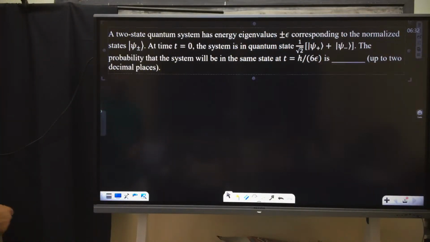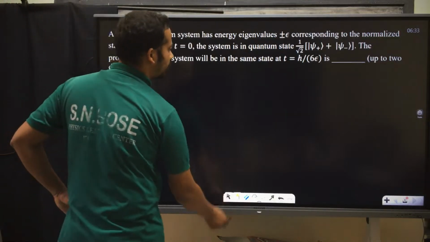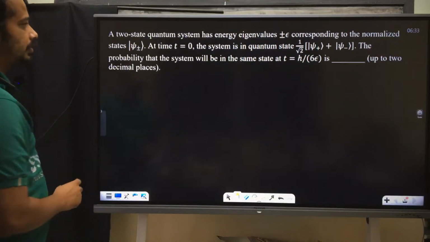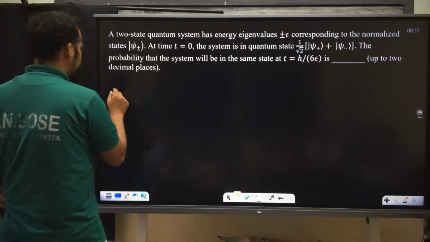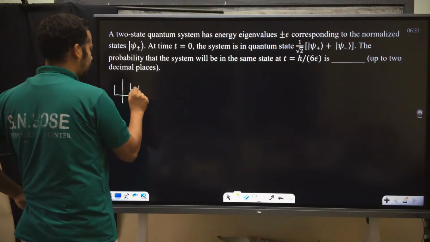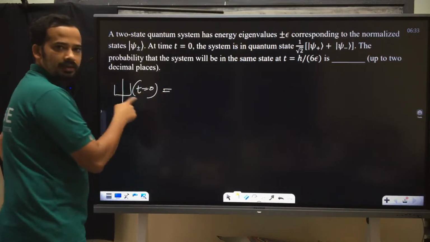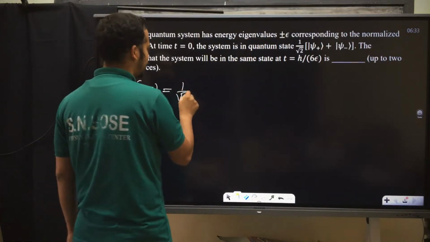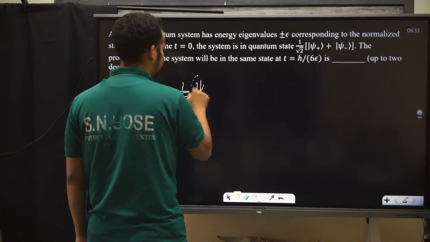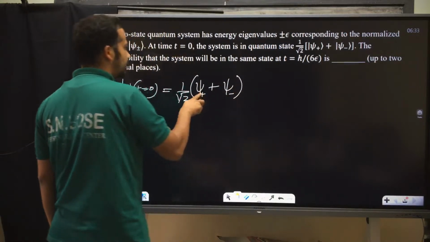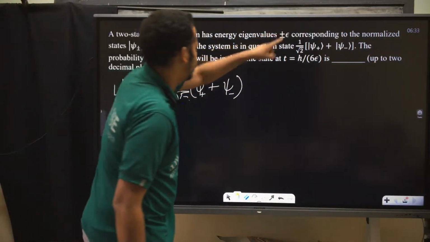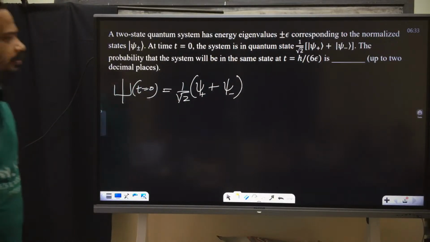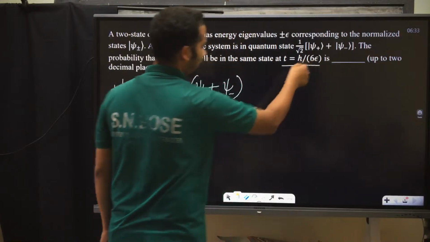Two-state quantum system with energy plus or minus E corresponds to normalized states psi plus or minus. The system at t equal to 0, I'll write capital psi because I don't use ket notation: 1 by root 2, psi plus plus psi minus. This is with energy plus E, and this is with energy minus E. The probability that the system will be in the same state at t equal to h by 6E.